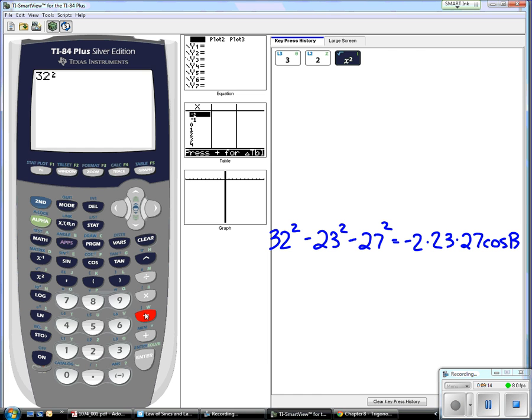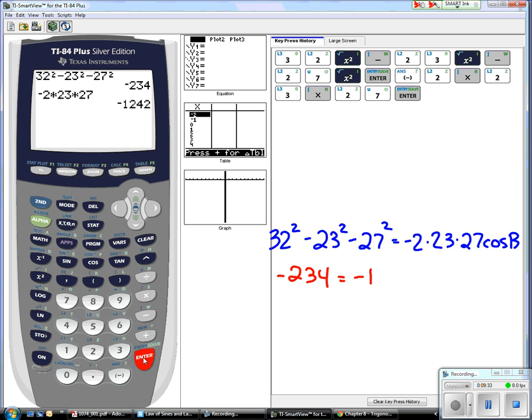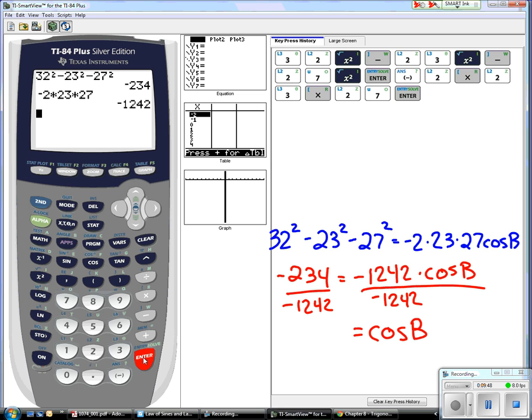32 squared minus 23 squared minus 27 squared. Get that value. That's negative 234 equals. Get what negative 2 times 23 times 27 is. Negative 1,242 times the cosine of B. Now remember to divide, because remember, that's standing for the cosine of angle B. That's not what the actual angle is. Negative 234.